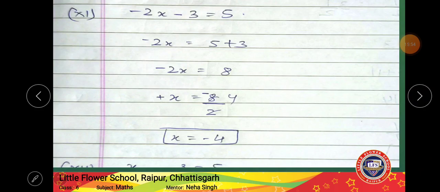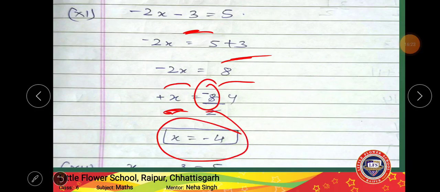Minus 2x minus 3 is 5. So the first step will be transposing. This minus 3 will be transposed to the other side. It will be plus 3. 5 and 3 is 8. Minus 2x is 8. So x will be minus 8 upon 2, right, which is 4. And here it will be the minus sign. x is minus 4. Okay.